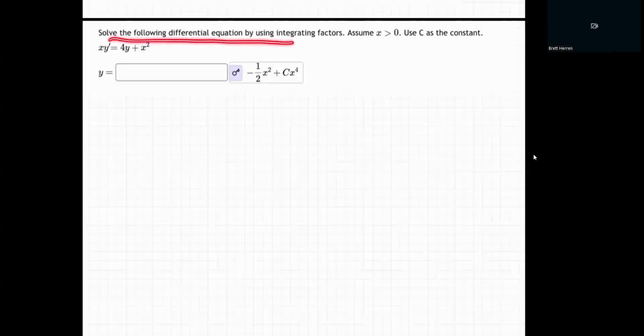Solve the following differential equation by using integrating factors. Assume x is greater than 0, use c as the constant. So there it is. How do we do it?